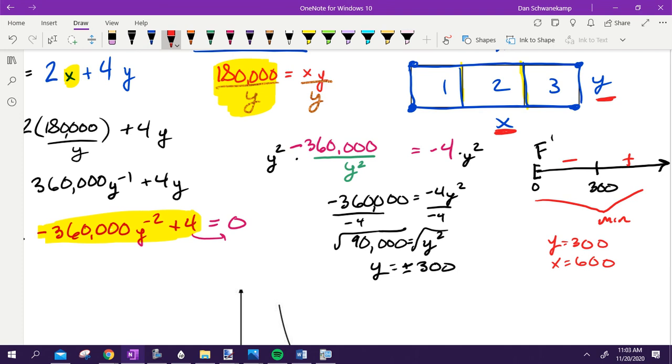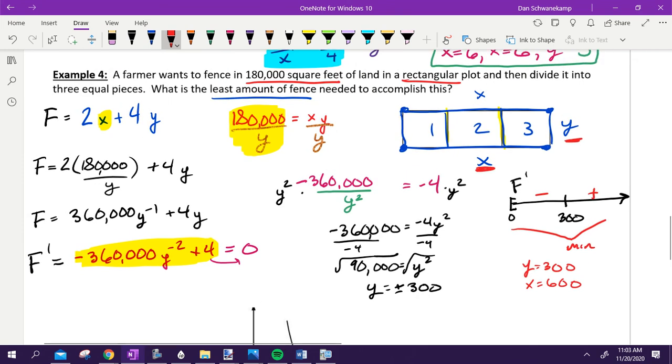Is that the answer to this question? I need the least amount of fence, so I would still need to go back and plug in. Now that I know that x is 600 and I know that my y is 300, I could go ahead and finish that problem. And so I trust you to be able to do that, but my fence that I need here is 2,400 feet.